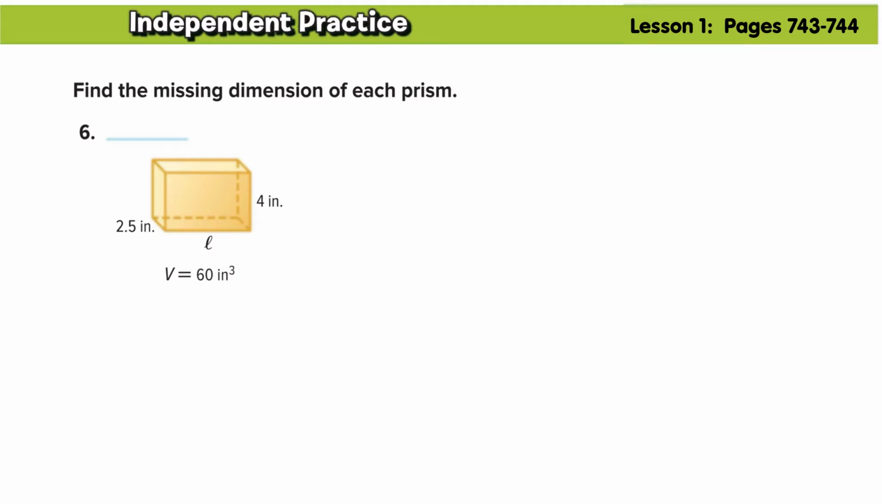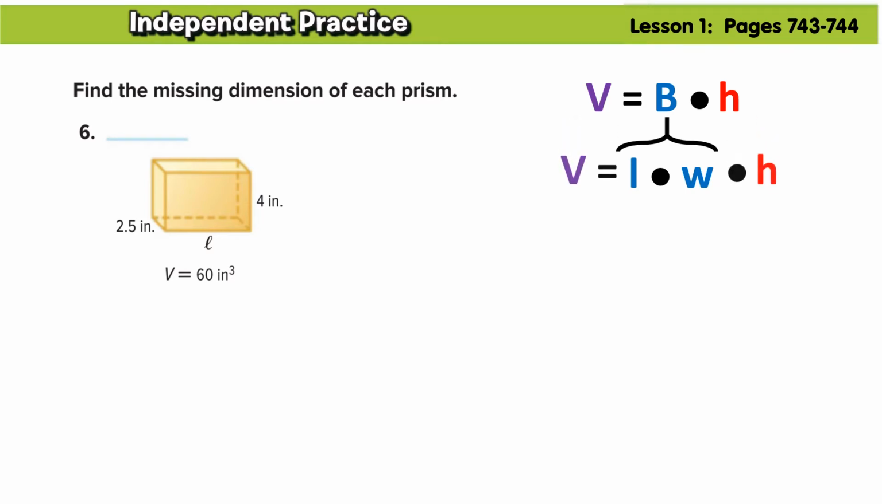Find the missing dimension of each prism. In this case, again, we have a rectangular prism, so we're going to use the area of a base, which is length times width. And we know from our diagram that the volume is 60 inches cubed. We do not know the length. We know that the width is 2.5 inches. And the height is 4 inches.